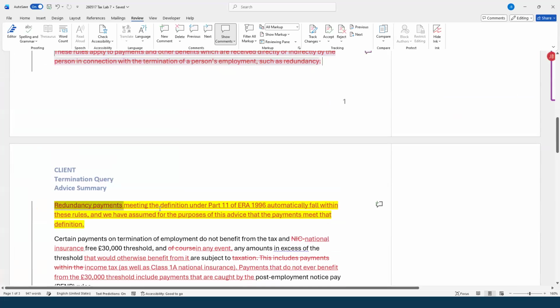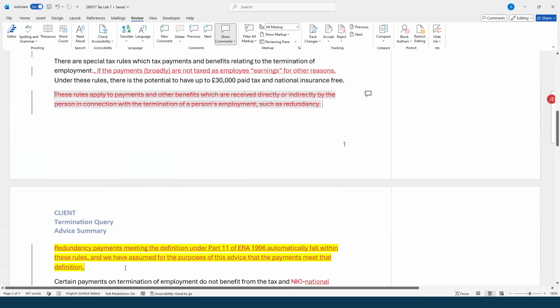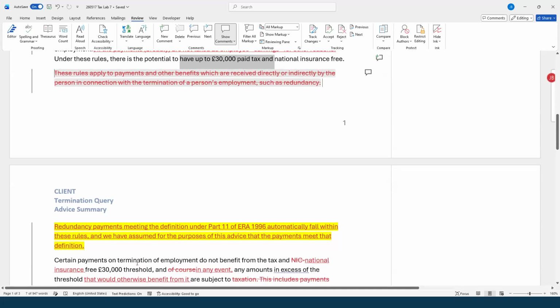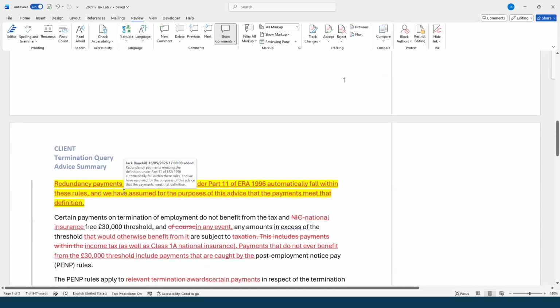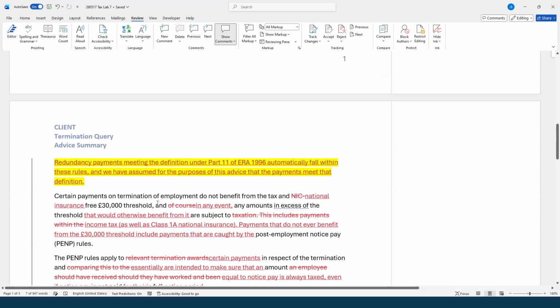They've added in a point here: redundancy payments that meet the definition under this, which is the employment law we talked about earlier, automatically fall within these rules, and we've assumed that for the purposes of this note. Okay, so this is coming directly underneath this £30,000 here. So what we're telling them is that if these payments actually are redundancy payments and they fall within the 30K, the client at that point could infer that it's therefore tax and national insurance free. But I'm assuming that somewhere else later in this advice it will state that. It does obviously state in the conclusion, but it might also state in this summary section. So let's see what changes have been made to these bits around here as well.